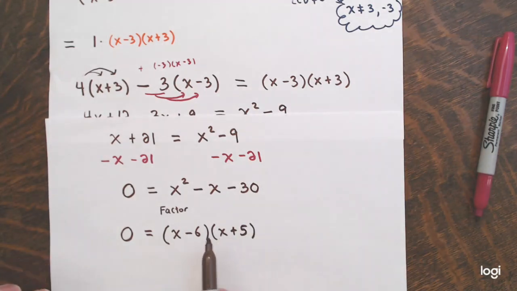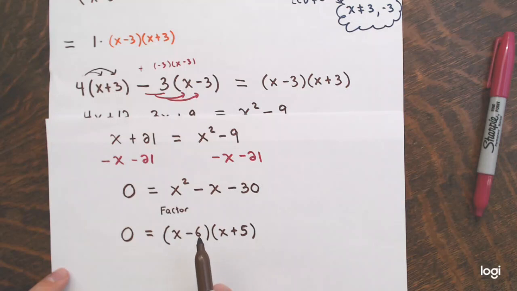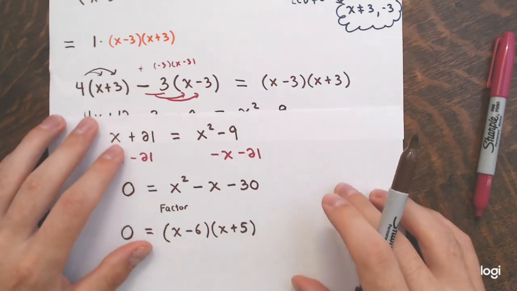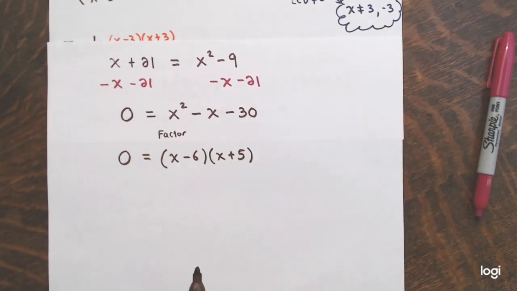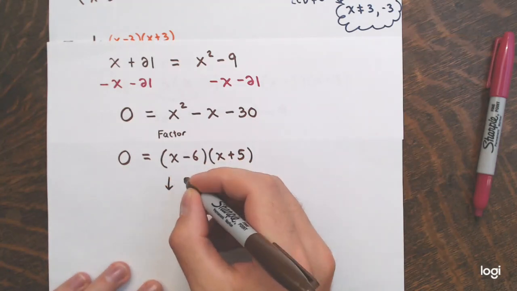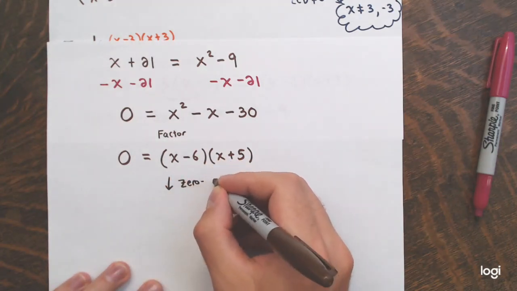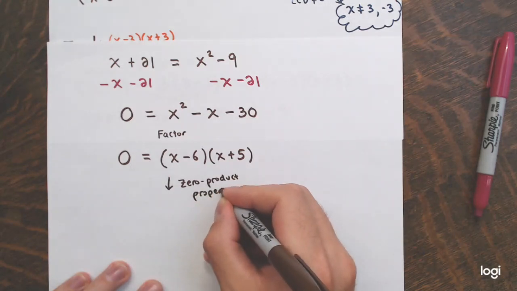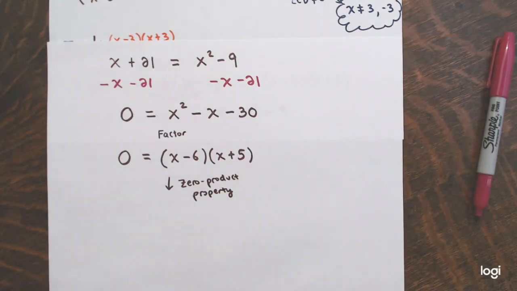And you can go ahead and check that, distribute the x to the x plus 5, distribute the negative 6 to the x plus 5, and then combine like terms. You'll get x squared minus x minus 30 back, I promise you. Alright, and then from here, we apply what's called the zero product property. Alright, which states that if you have a product equal to 0, then you know that one of those factors must be 0, right? Because anything times 0 is 0.